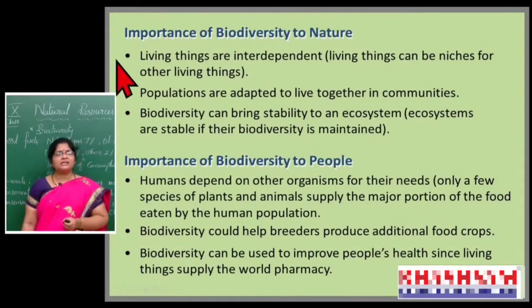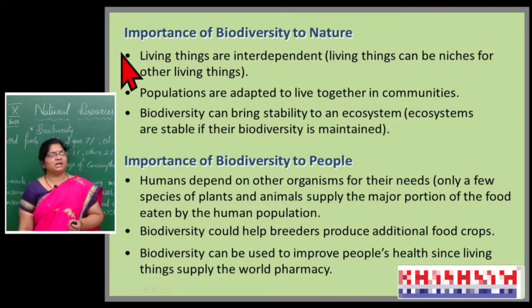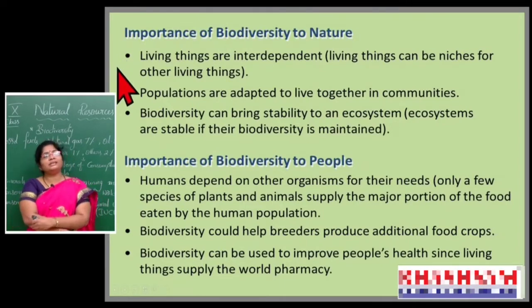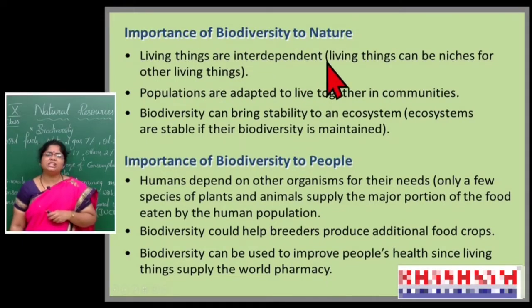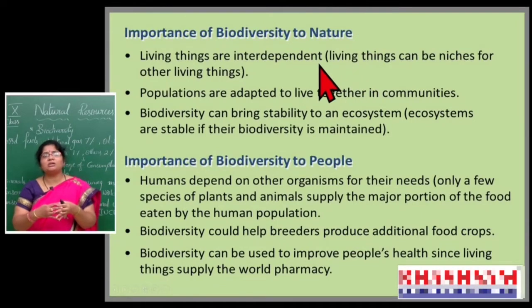This biodiversity is highly helpful for us, but without realizing that fact, we are disturbing the biodiversity. So how is it useful? Living things are interdependent. Each and every organism depends on another organism. However developed we are, a human individually can't survive. We need the help of different plants, different animals, different microbes. So each and every organism has an interlink and coordination with other organisms.